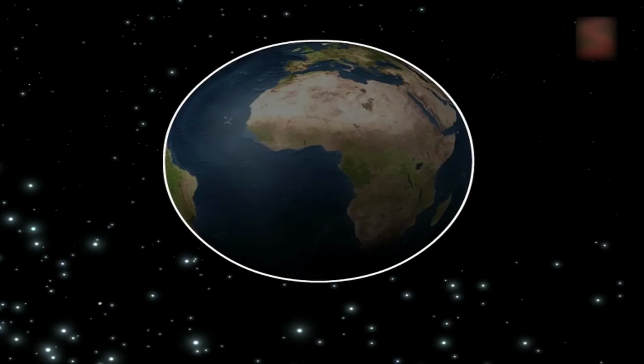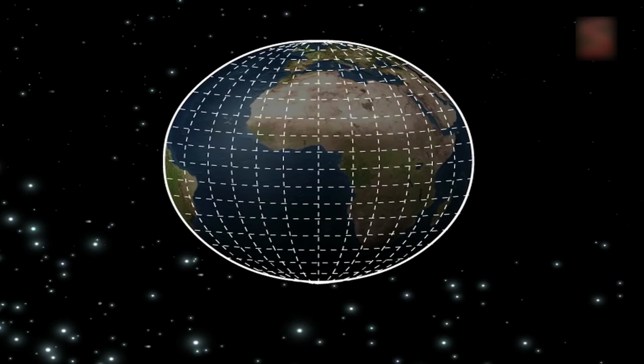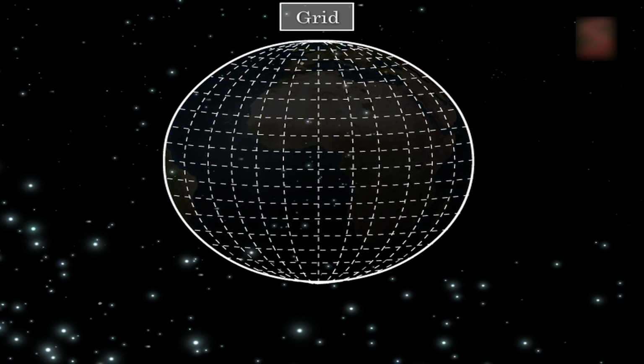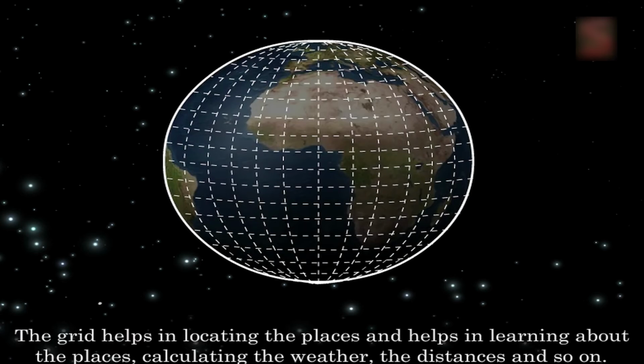Now, let us see how the information is represented on a globe. The network of latitudes and longitudes drawn on a globe is called a grid. The grid helps in locating places and in learning about places, calculating the weather, the distances and so on. Students, you must have remembered studying about the various hemispheres like the northern, western, southern and eastern hemispheres, isn't it? Hemi means half and hemisphere means half a sphere.